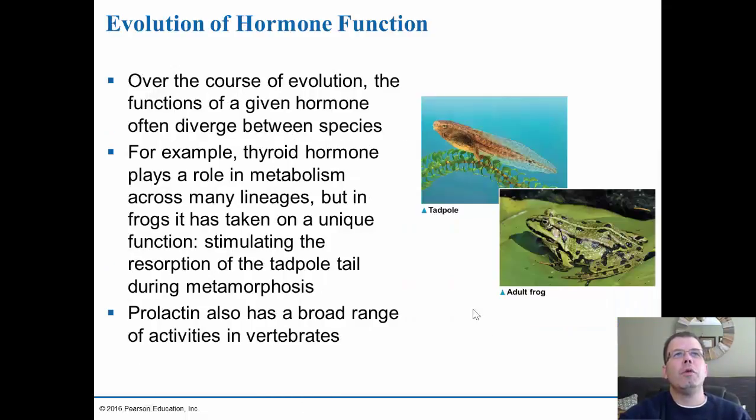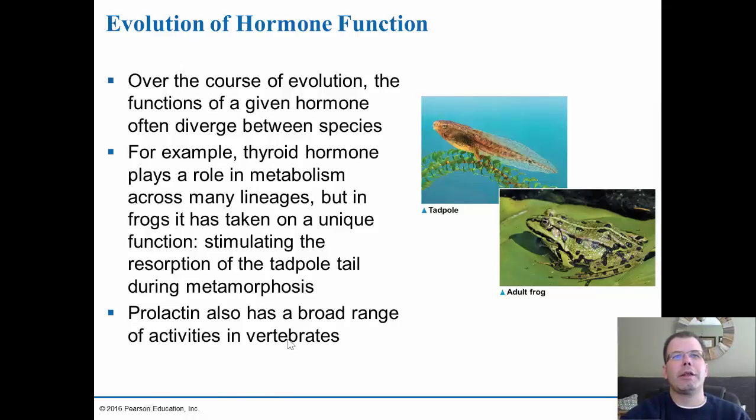Now, evolution of hormone function: again, there's a lot of evidence where different animals use the same hormones but for different things. For thyroid hormone, it plays a role in metabolism across many lineages of animals. But we also see it have a unique function in frogs, where when they release thyroid hormone, it causes the loss of the tail and becoming an adult. Part of the metamorphic response in amphibians is to lose the tail and become an adult. So when we release the thyroid hormone, it causes the tail to be lost, and now you go from a tadpole to an adult frog.